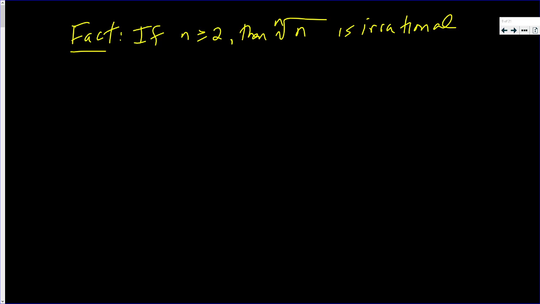In this video, I'm going to prove the following fact. If we have n is at least 2, then the nth root of n is most definitely an irrational number. Proof.